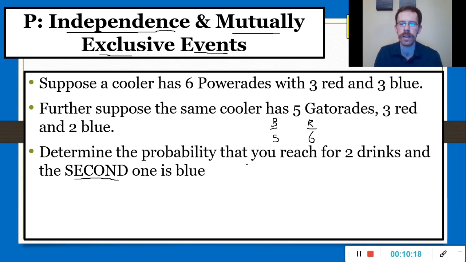And so you might want to say, if the second one is blue, then you just multiply a red and then a blue, and boom, you get what you get. But that's not what's going to happen here. Because if you're reaching for 2 drinks, it's obviously dependent, right? Because your first drink is going to affect what your second drink is. What if you draw a red one on the first one, and what if you draw a red one on the second one? You do have to do a bit of an addition here.